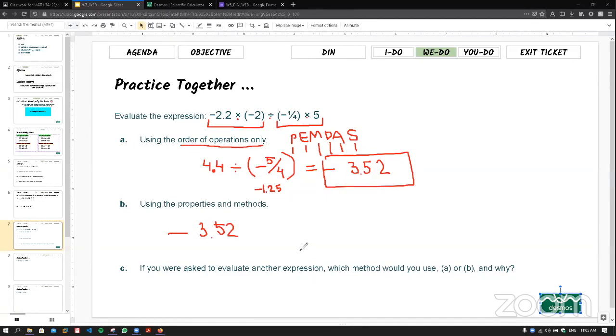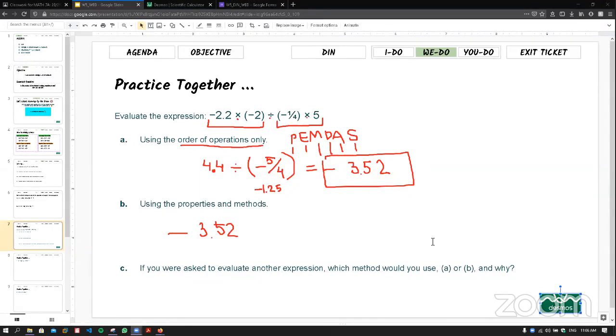Please let me know, guys, if I make a mistake, because it looks like I made a mistake. But if not, we're good. Okay. So if you were asked to evaluate another expression, which method would you use? I would recommend going with order of operation, because it leads you to the correct answer. Parentheses, exponent, multiplication, division. Okay, let's go to the next slide.